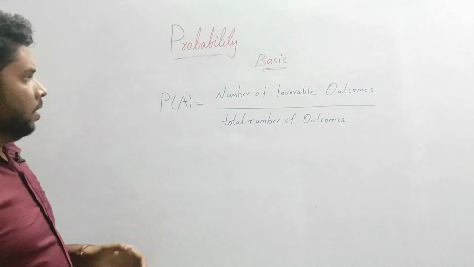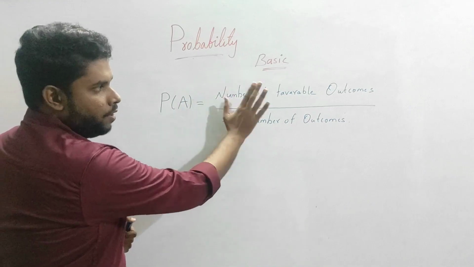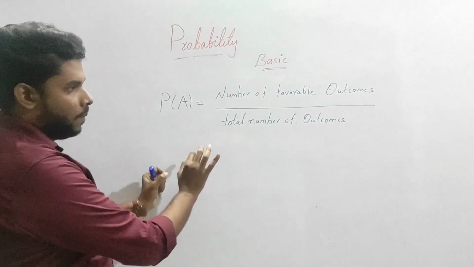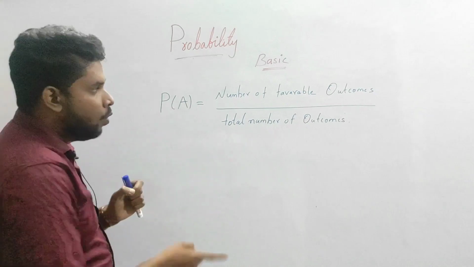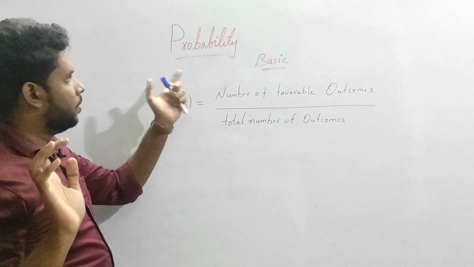Okay. So what is probability? Theoretically, probability is defined as the number of favorable outcomes divided by the total number of outcomes. Just remember this formula. If you have an idea how to find these two things, definitely you will be able to solve any problem on probability.